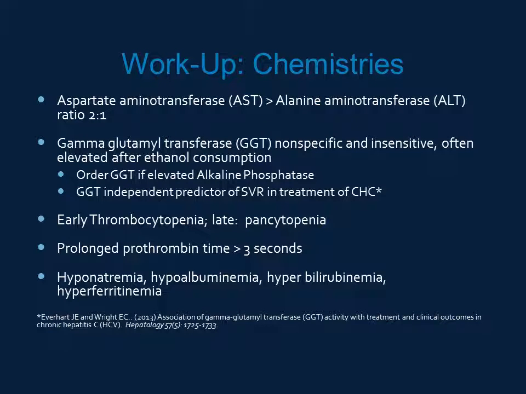Chemistries: the AST is usually greater than the ALT in a ratio of 2 to 1 or 3 to 1. Gamma-glutamyl-transferase, or the GGT, is a nonspecific test and is insensitive but is often elevated after alcohol consumption. I order a GGT in the setting of increased alkaline phosphatase to separate if the alk phos is coming from bone or from the liver. The GGT is an independent predictor of sustained virologic response in the treatment of chronic hepatitis C.